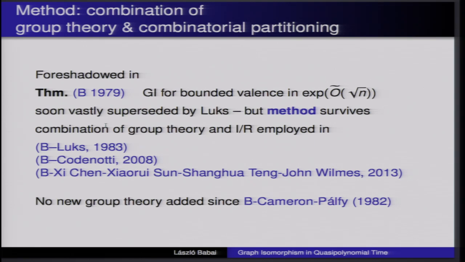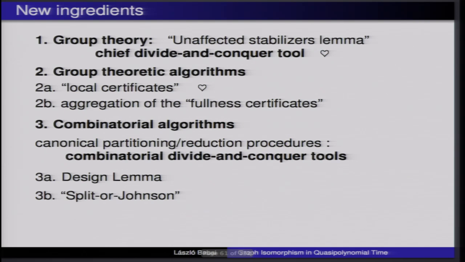And no new group theory has been added since 1982. I mean, a lot of people use group theory and Luks's method for various cases of the graph isomorphism problem, but no actual new group theory has been added. Now, there is something new now, and that is what I already stated, the unaffected stabilizer theorem. That's the chief new divide and conquer tool. And then there is a group theoretic algorithm, which I call the local certificates algorithm. And these two constitute the heart of the entire paper.